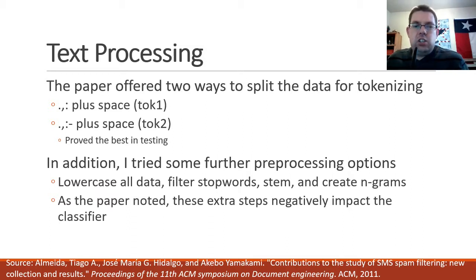Besides the tokenization, I tried some further preprocessing steps. The paper that gave rise to this corpus suggested that further preprocessing will hurt spam detection. They reference some email spam papers. And so I tried lowercasing all the data, filtering stop words, stemming, and creating n-grams. And in general, in almost every case, this resulted in lower accuracy.